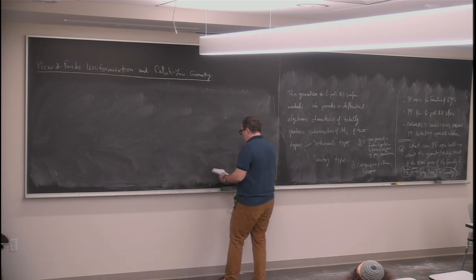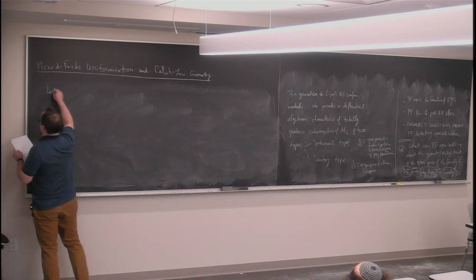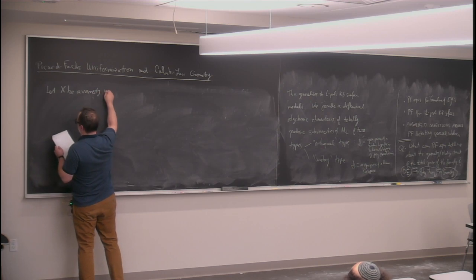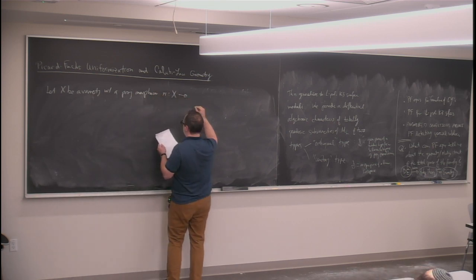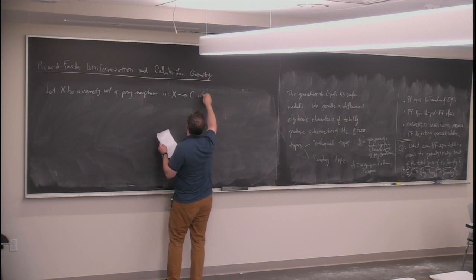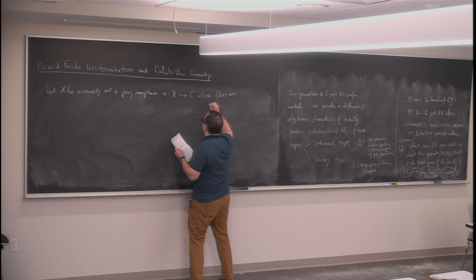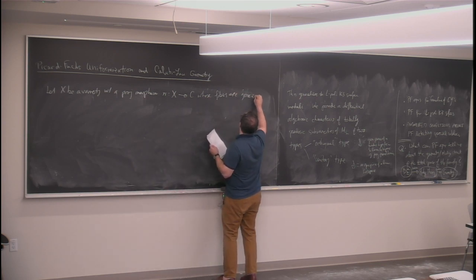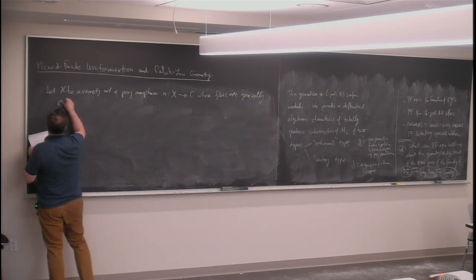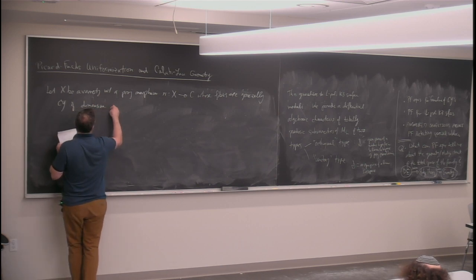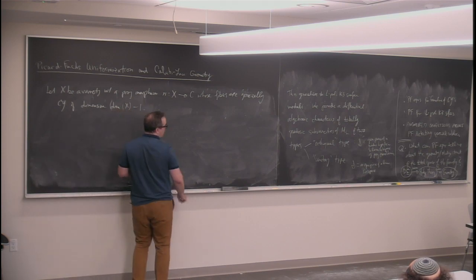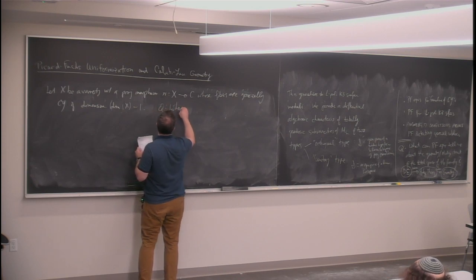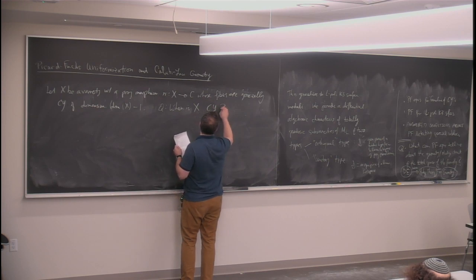All right. So what I want to do now is this. Let X be a variety with a projective morphism to, I called it B before, but now I really want it to be a curve, so I'll call it C, whose fibers are generically Calabi-Yau of dimension dim of X minus 1. And I want to ask the question, when is X Calabi-Yau?